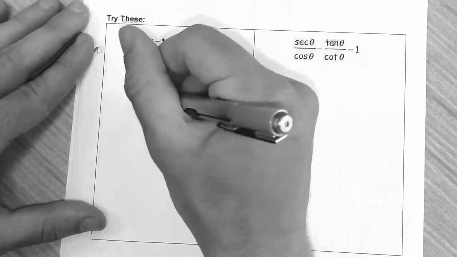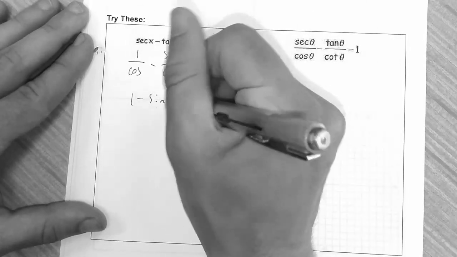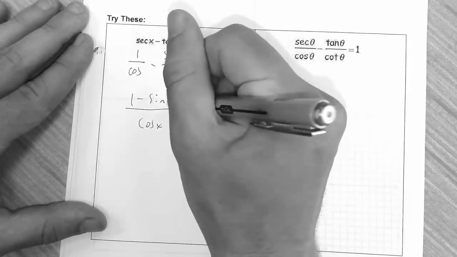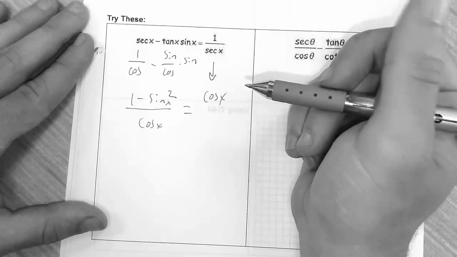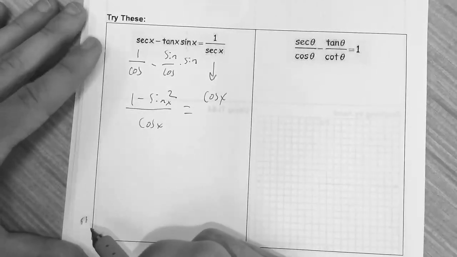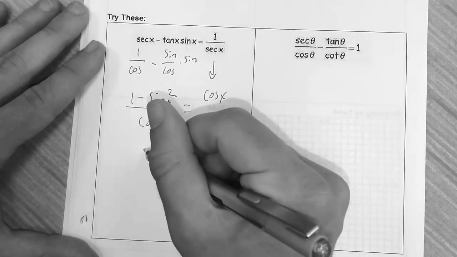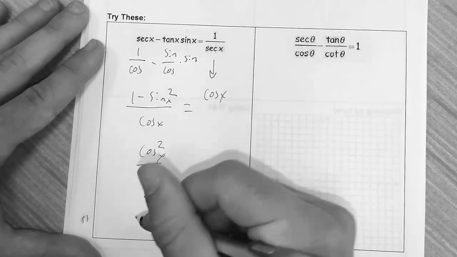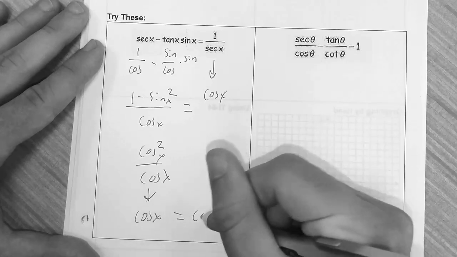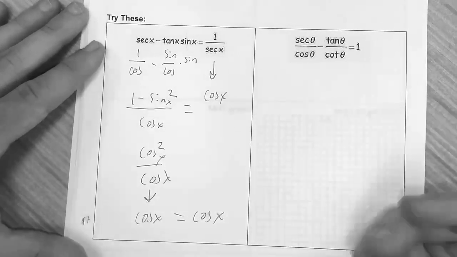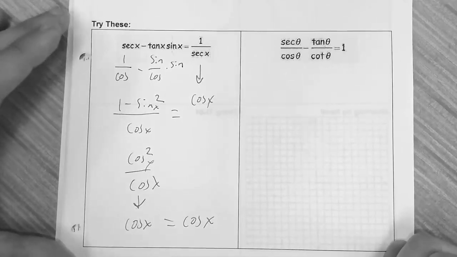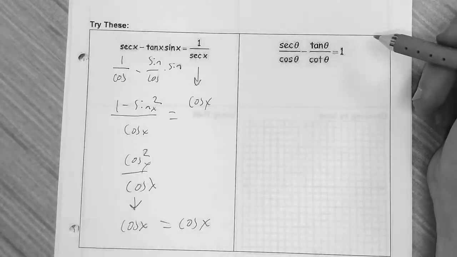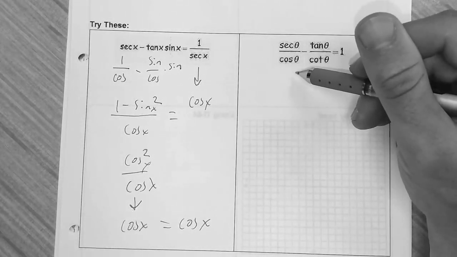So really we have 1 minus sine squared x over cosine x. And what's 1 minus sine squared? Cosine squared. Cosine squared over cosine is cosine. So we're good. Cosine x equals cosine x. We're done.